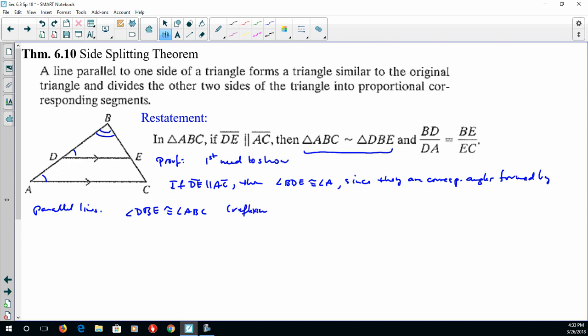Okay. So, since these two angles are the same and these two angles are the same, then we know that triangle BDE is similar to triangle ABC. And this is by the AA similarity theorem. And I believe that has a number 6.4. Okay, so I've done the first thing. Now next, we need to do the proportion.